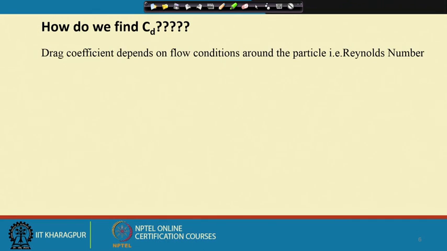So, the drag coefficient basically depends on the flow conditions around the particle. And what does it mean? I give this example: if I have a lake, and in that lake the water stands still, and you drop a very small particle into it, will you notice any disturbance in the water? No, it will just go down. Maybe you cannot hear the noise, the sound, also.